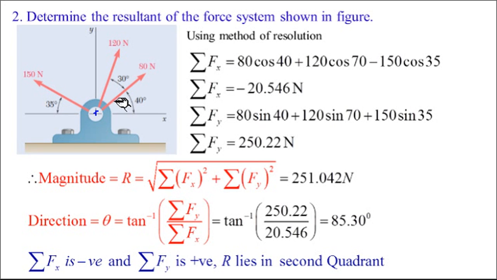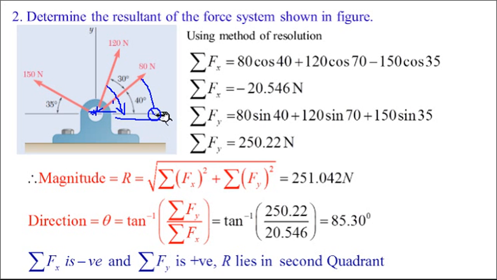If we extend the line of action of all these three forces, they will meet at this particular point. And the angle of resolution is also there. The 90 Newton force is making an angle of 40 degrees, the 120 Newton force making an angle of, but the angle is not 30 degrees. We have to measure the angle with the x axis.